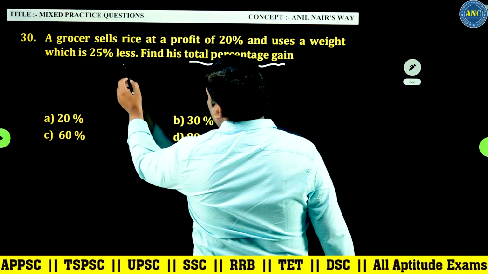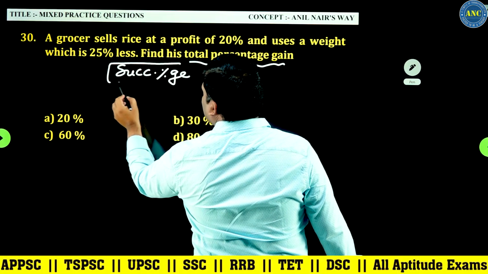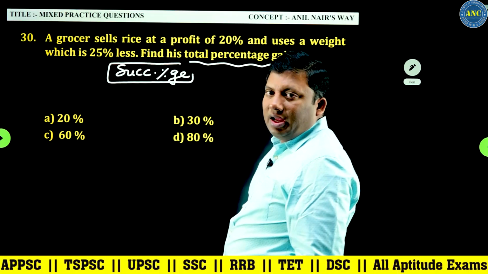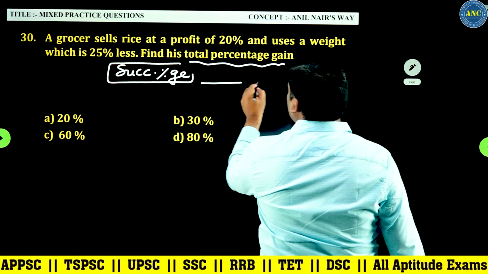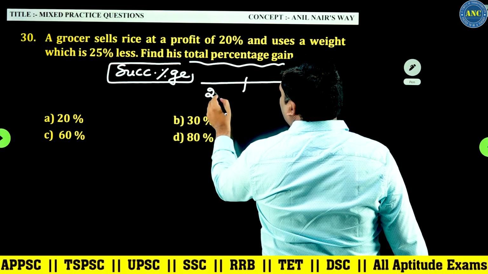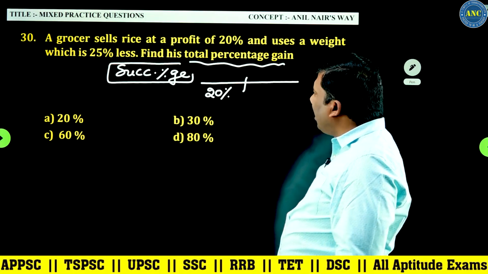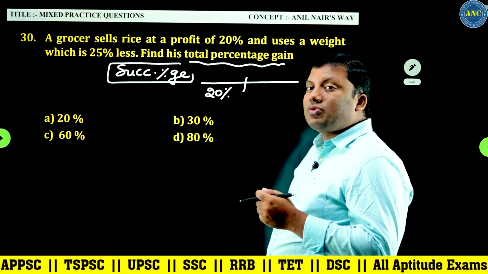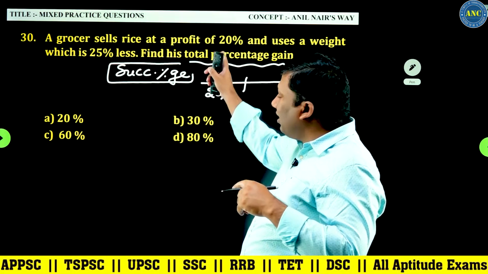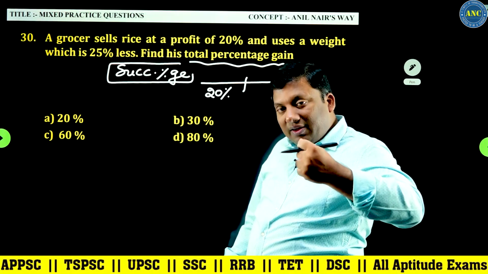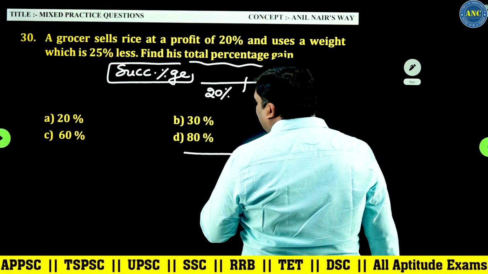This question is based on successive percentage. A grocery shop person sells a rice at a profit of 20%. While selling to the customer, he sold it at 20%. And he uses a weighing balance which is 25% less. While selling, he is selling at a profit of 20%. Even that weighing balance is also giving him some profit. He is using 25% less.